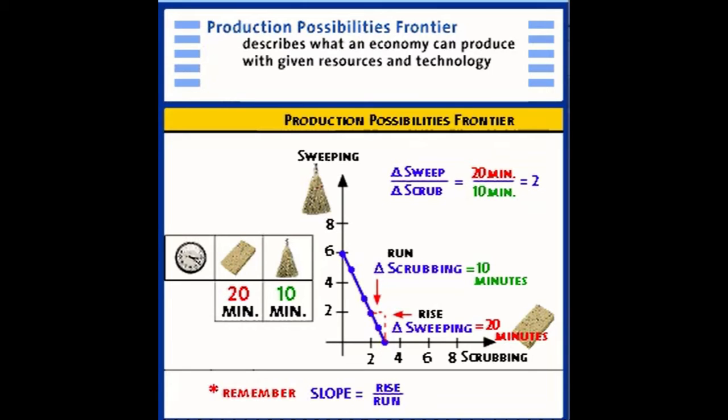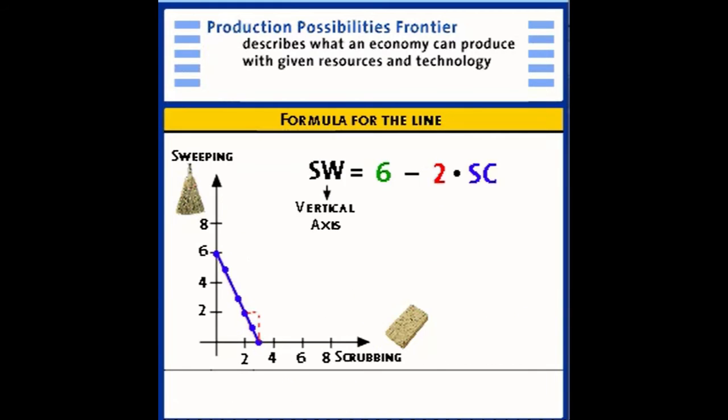Notice that we have a line here, so we can describe it with an algebraic equation. And in this case, the equation for this line is going to be, first of all, we have the variable on the vertical axis. So I can write this sweeping. That's the thing we're going to be describing with our line. Sweeping is going to be equal to, the next thing you do is write down the vertical intercept.